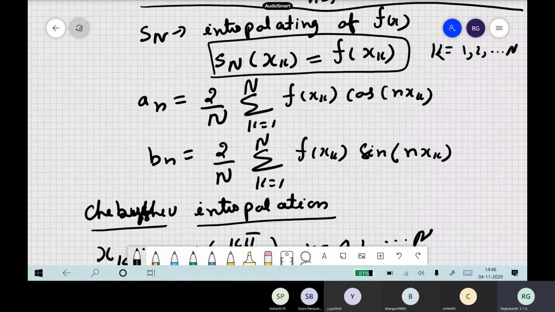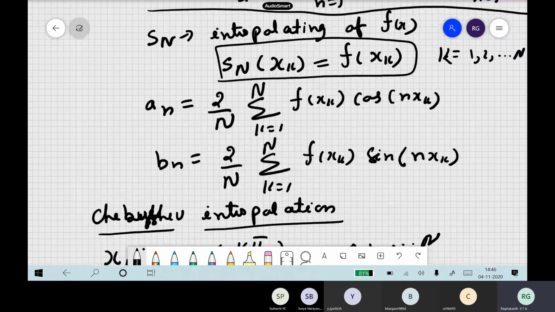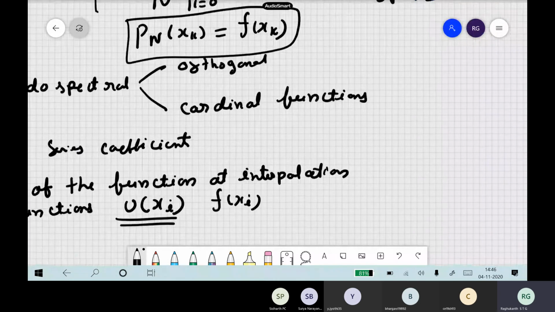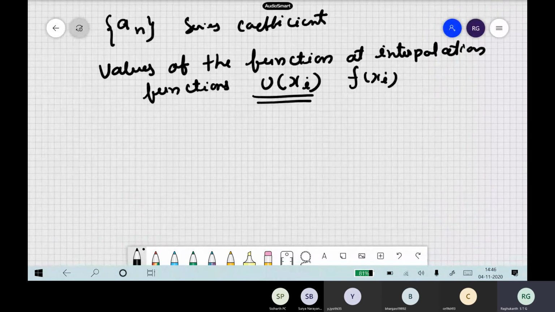Now this is one way of solving the pseudo spectral methods. Another way is that this a naught and bn anyway all depend on the function values itself. Why don't you solve directly in terms of the function values itself? Here the cardinal functions and other things come in. This is also sometimes used. Whether to do the series expansion or to do it directly in terms of the function at interpolation points, both of them may be advantageous for some problems. Sometimes it may be an advantage.